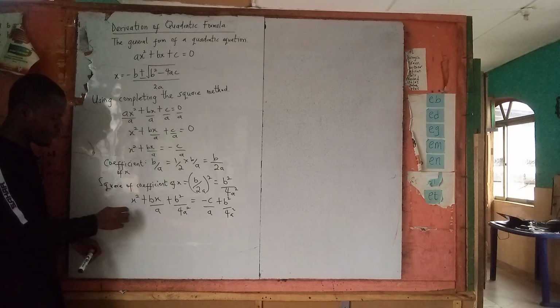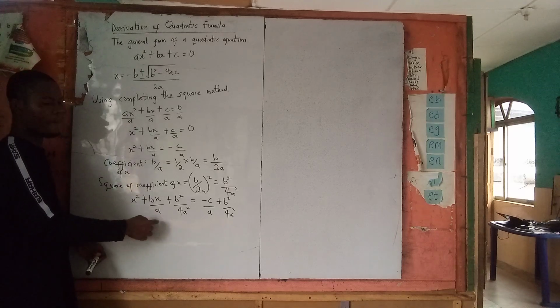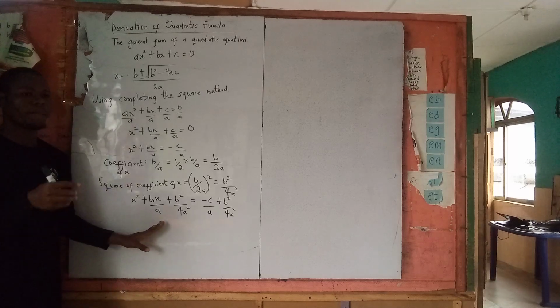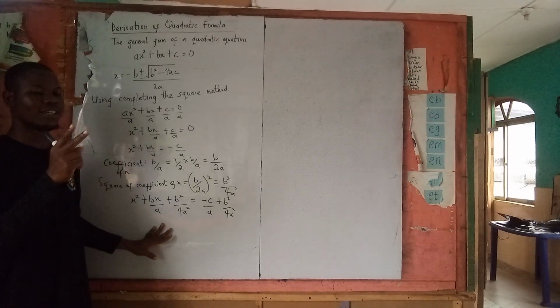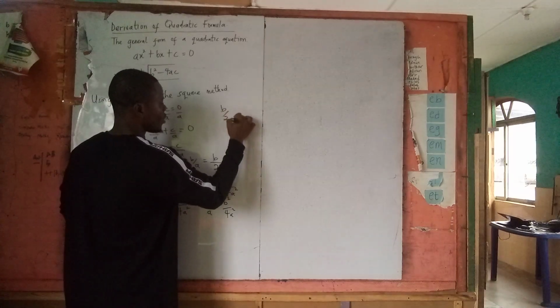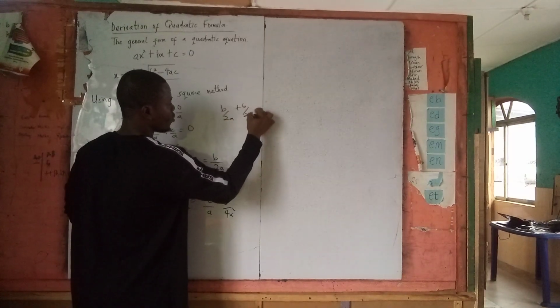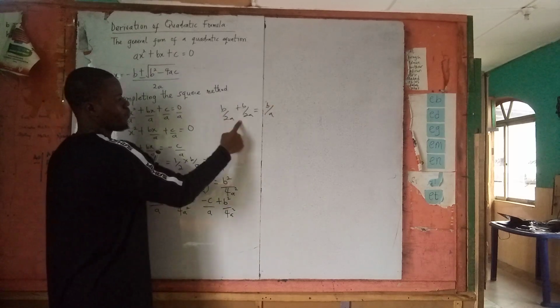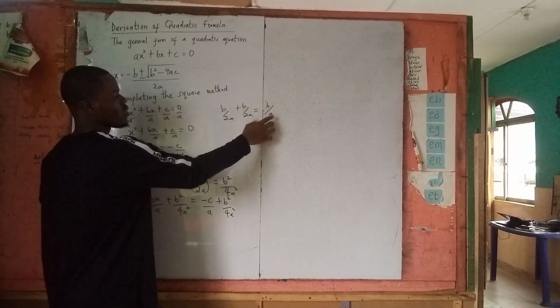So it means that I'm going to have x plus b over 2a. Why? Because if we add b over 2a, we write it together. That is b over 2a plus b over 2a. What will that give us? It gives us b over a. That is half plus half, that is 1. That's the meaning. So it gives us b over a.